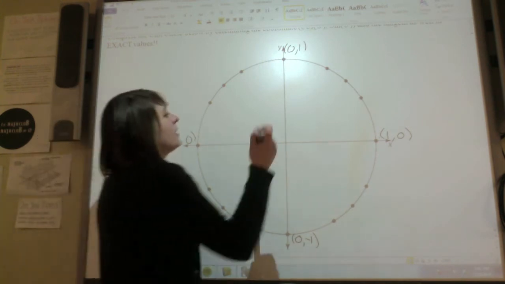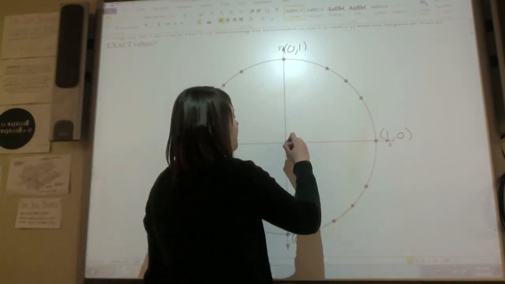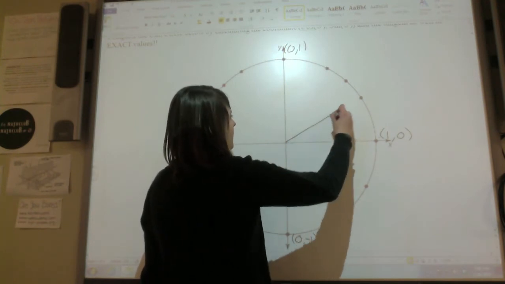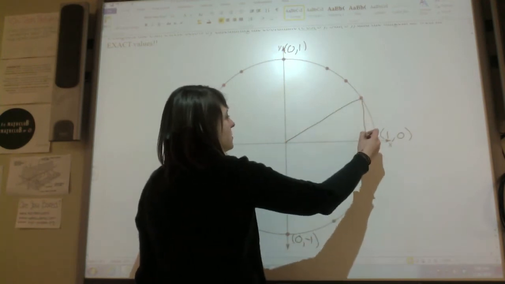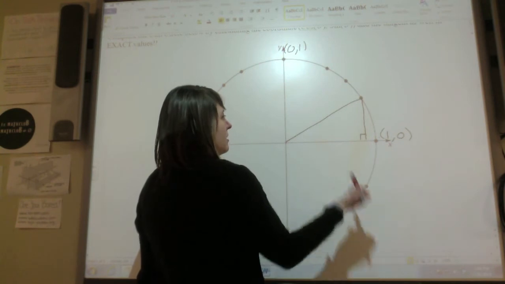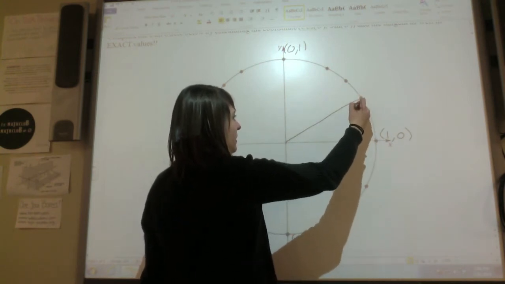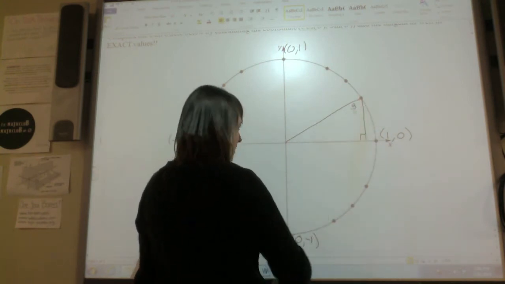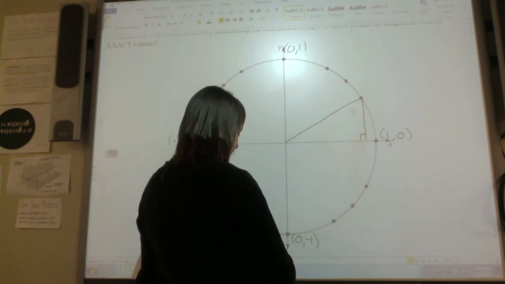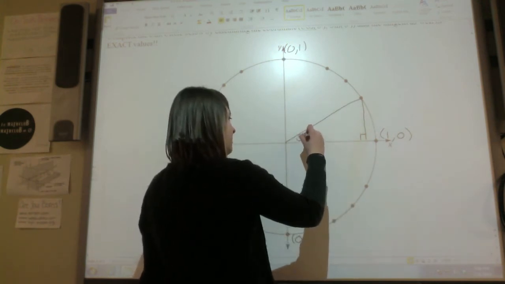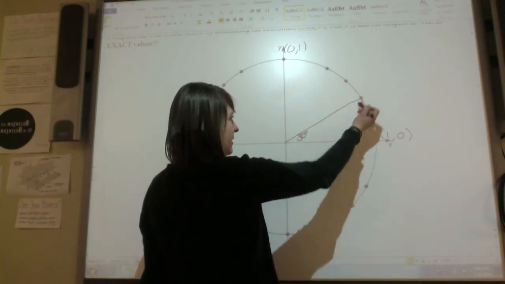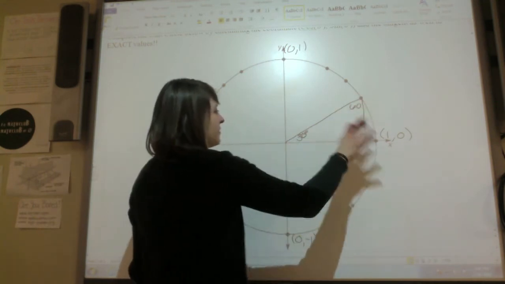Okay, now I'm going to think about what if I created some sort of triangle here. So if I created a triangle, this is a 30-degree angle, this is my 90, so this is my 60. So this is a 30, 60, 90.